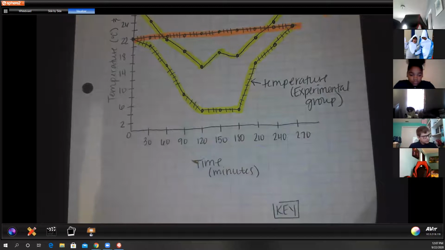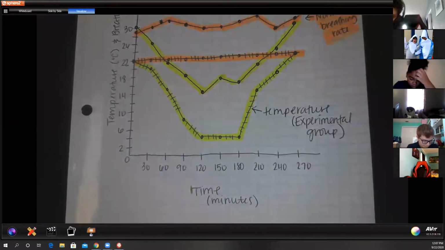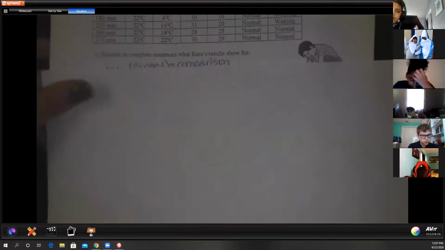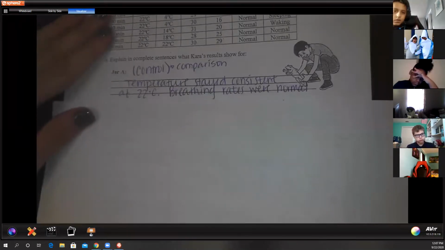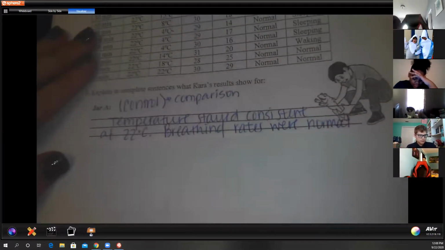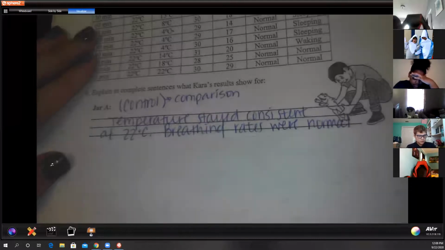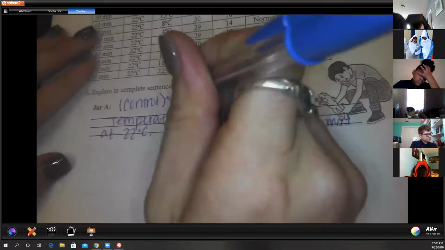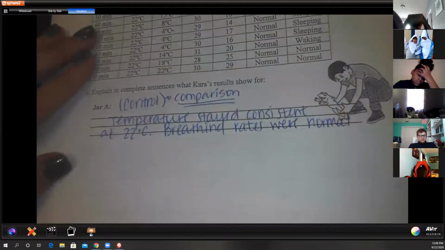Did we change the temperature? No. And what happened with the breathing, Kyle? Normal. So what I would write is temperature stayed consistent at 22 degrees. Breathing rates were normal. That's our control, or our comparison. So the temperature stayed the same. Breathing rates were normal. And you see how I used the word comparison? Because we're using this to compare the effect of changing the temperature.